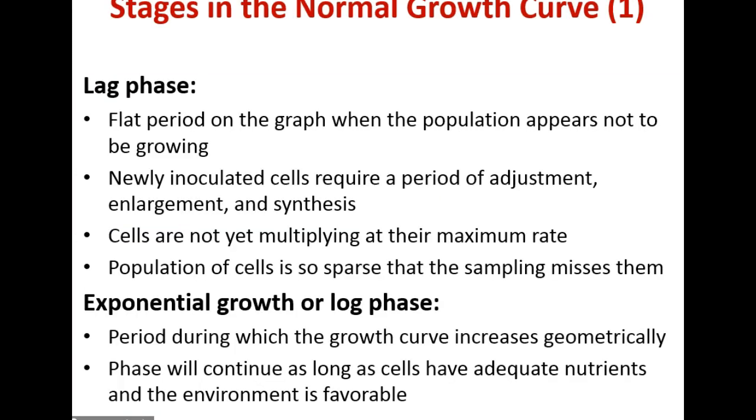Lag is the flat period on the graph when the population appears not to be growing. Newly inoculated cells require a period of adjustment, enlargement, and synthesis. Cells are not yet multiplying at their maximum rate. The population of cells is so sparse that the sampling misses them. Exponential or log phase is the period during which the growth curve increases geometrically. The phase will continue as long as cells have adequate nutrients and the environment is favorable.